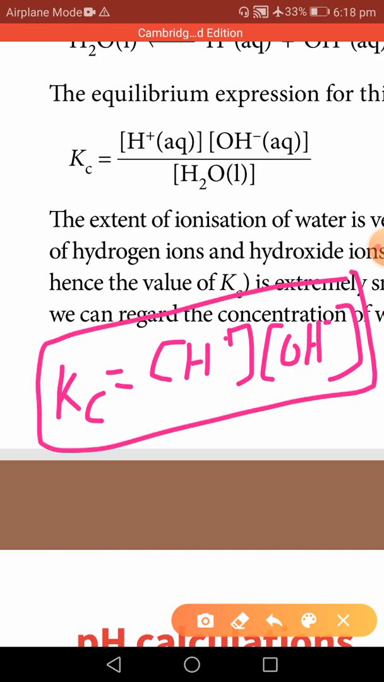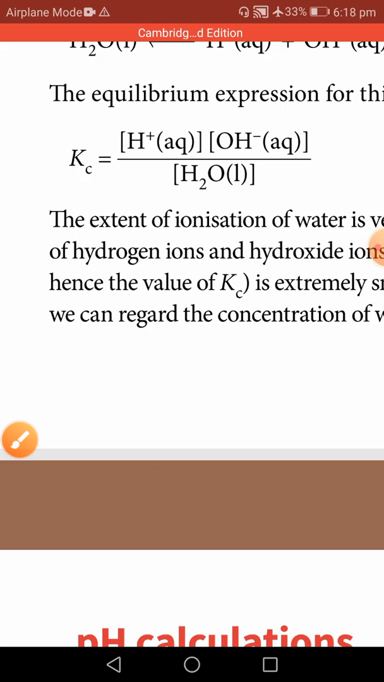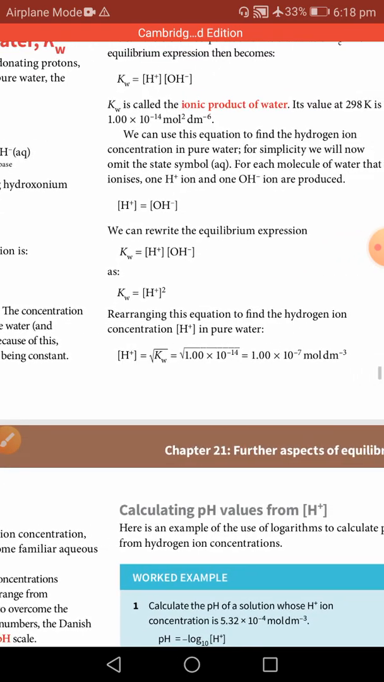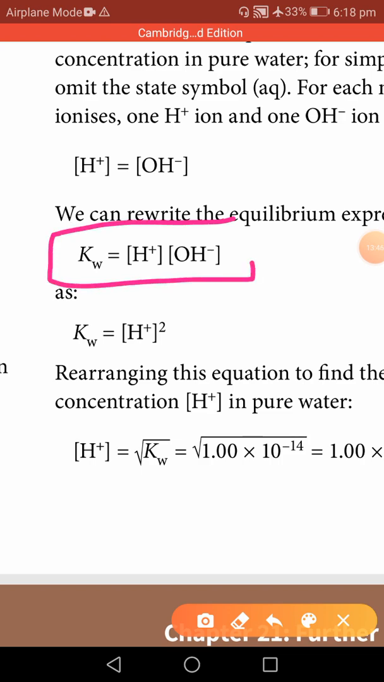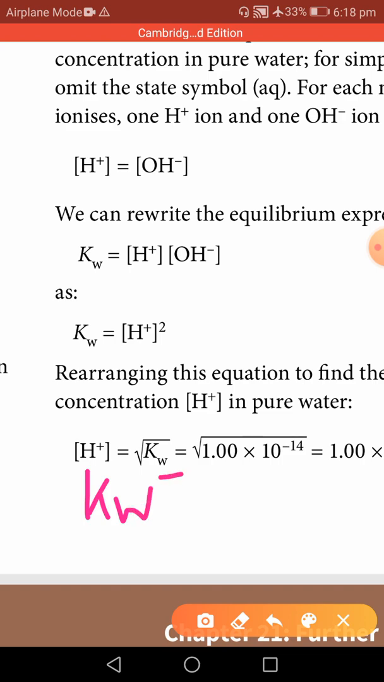The whole thing remains, and we are changing the symbol from Kc to Kw to signify that this constant came from the water dissociation, and we are calling this constant the ionic product of water. Look, this is our final equation for the ionic product of water, the Kw. Pure water at 25 degrees Celsius has the value of Kw fixed as 10 to the power minus 14.